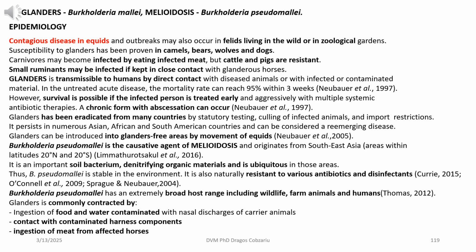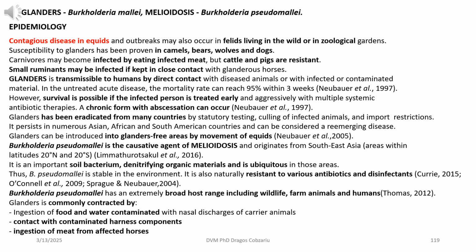Burkholderia pseudomallei is the causative agent of melioidosis and originates from Southeast Asia. It is an important soil bacterium, denitrifying organic materials, and is ubiquitous in those areas. Thus, B. pseudomallei is stable in the environment. It is also naturally resistant to various antibiotics and disinfectants.